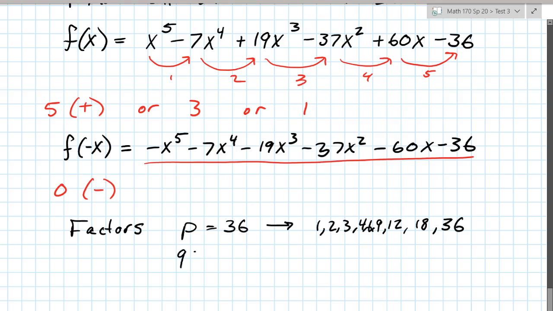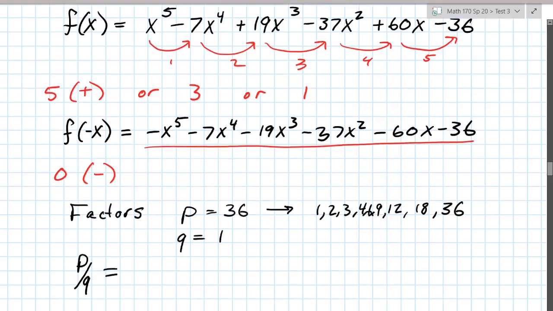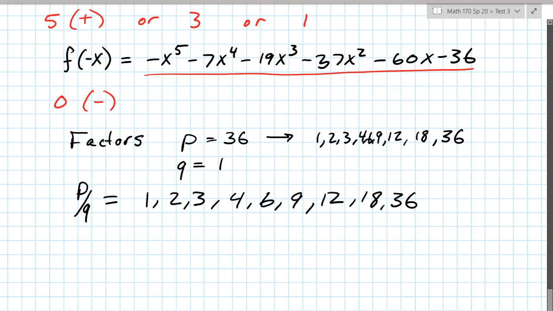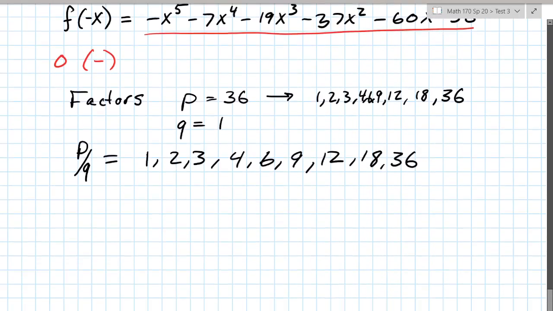And then the factors of Q, Q is the leading coefficient, which is just 1. So when we do P divided by Q, we'll take 1 over 1, 2 over 1, 3 over 1, 4 over 1, 6 over 1, 9 over 1, 12 over 1, 18 over 1, 36 over 1. So those are just the same: 1, 2, 3, 4, 6, 9, 12, 18, and 36. We don't have to do plus or minus here, since we noted that there were no negative zeros from Descartes' Rule of Signs.